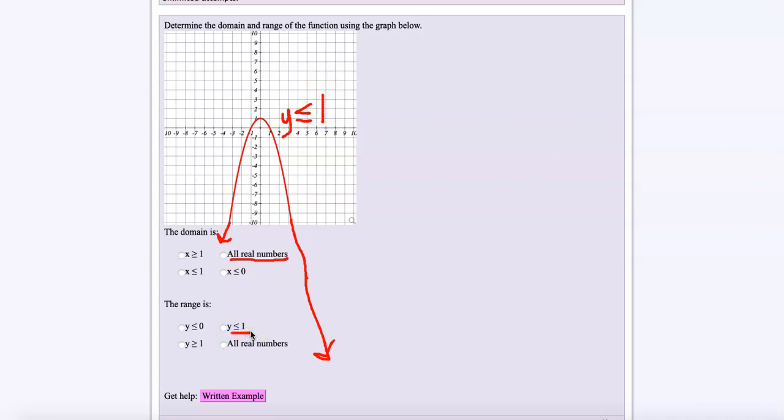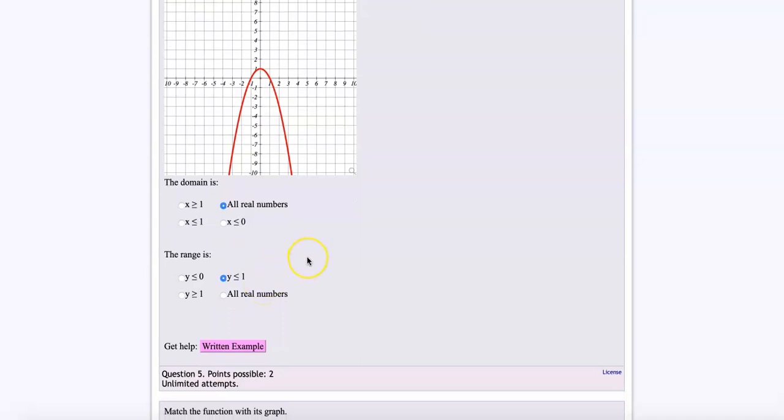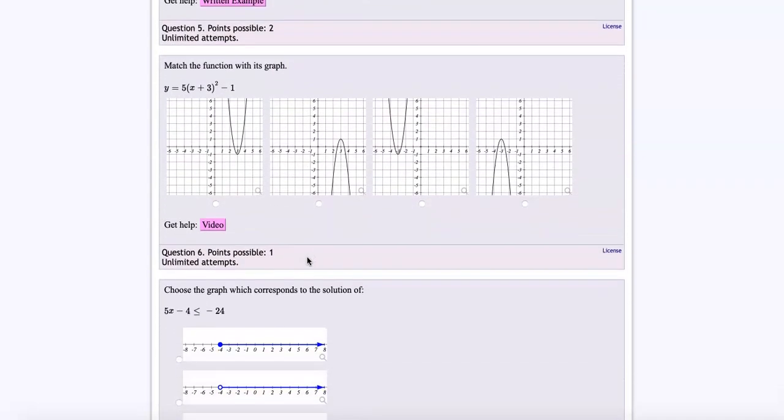I don't know what the parabola will look like on the final, but you'll have to just pay attention to the y-intercept, and that's going to help you tremendously. Okay, so we're going to select these two answers right here. All real numbers, and y is less than or equal to 1.